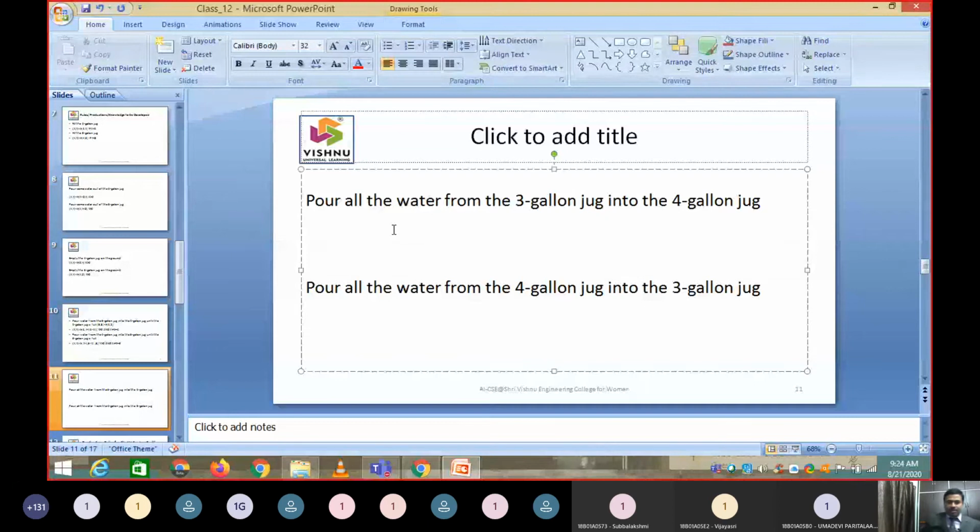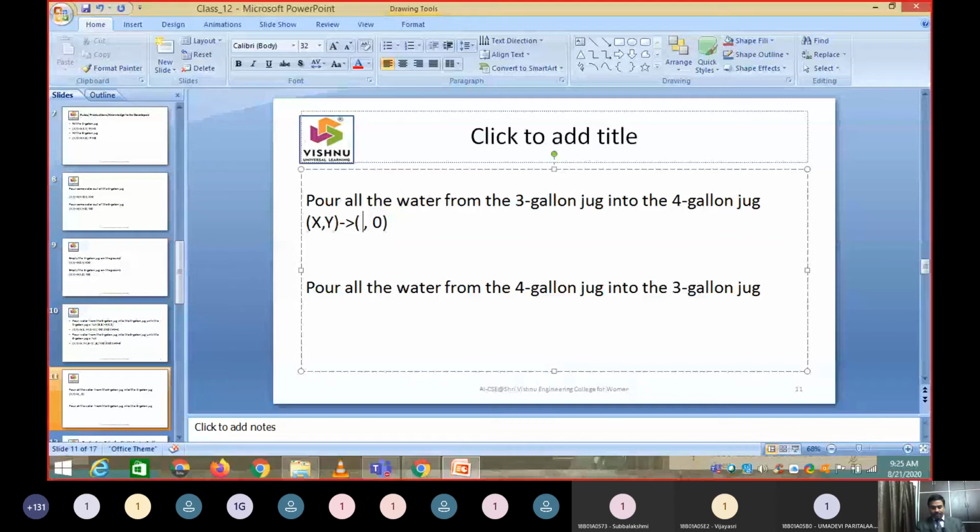Somebody can answer this query: pour all the water from the 3-gallon jug into the 4-gallon jug. How can I write this? Pour the entire water from the 3-gallon jug to the 4-gallon jug. So when you pour everything from the 3-gallon jug to the 4-gallon jug, what is the output of the 3-gallon jug? 0. What you said, 0, is right.